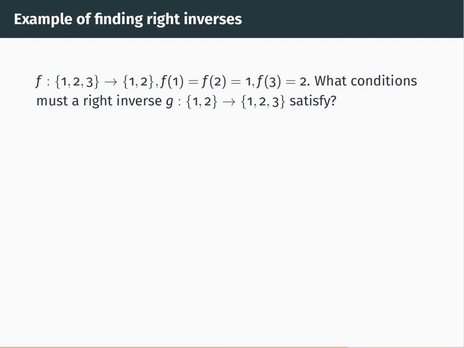For some further examples, let's take this function f from {1, 2, 3} to {1, 2} with the rule that I've written at the top of the slide. Here's a picture of f using our standard function diagrams. What it does is it sends 1 and 2 to 1, and 3 to 2.